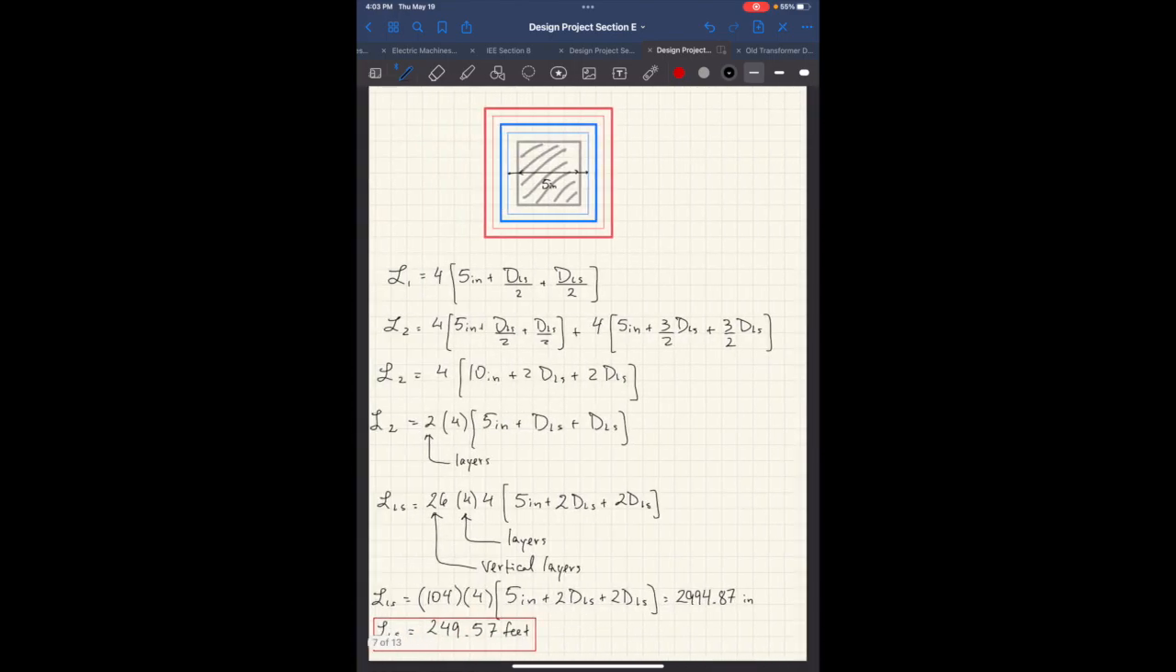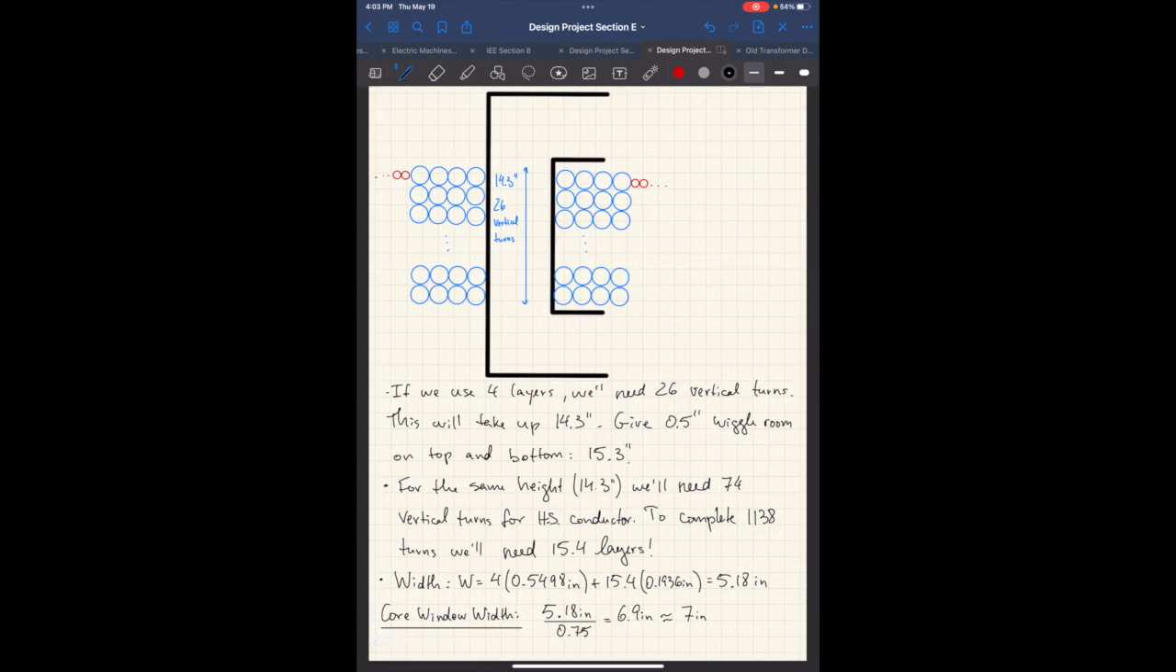Now to that, we have to add, basically to find the midpoint, from here to wherever that midpoint is. Now we have 15.4 layers. So the midpoint for 15.4 is 7.7. It was pretty much correct, yes.